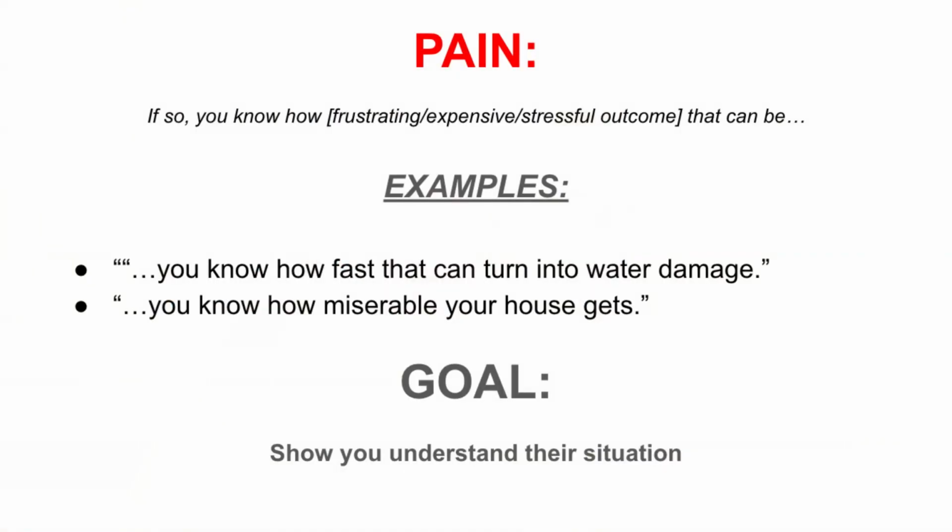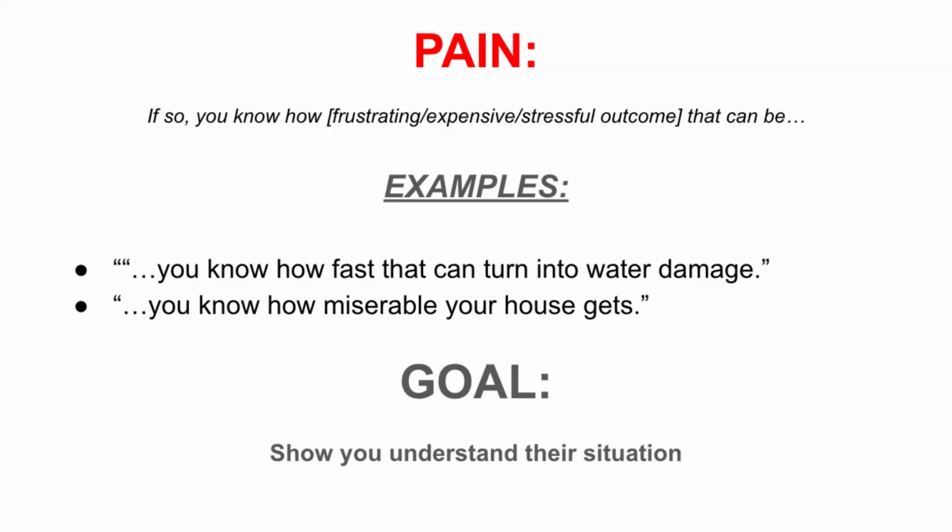So we go directly from talking about the hook to the actual pain that they have. Examples might be, you know how fast that can turn into water damage, or you know how miserable your house gets. But the goal is you want to understand and sympathize with their situation. Because if you're in Phoenix and your AC stops working, that's kind of a problem. And so maybe it's not that. Maybe they're in Pennsylvania and their pipes freeze up. Maybe they're in Indiana and a giant trunk of a tree just burst through their roof. All these things talk about the actual pain that they're suffering.